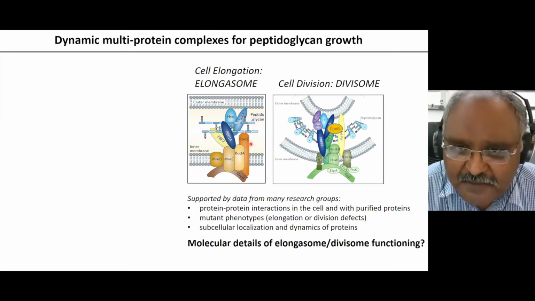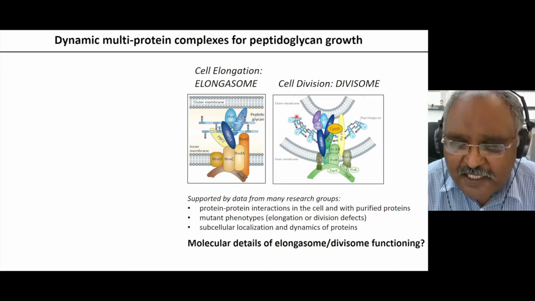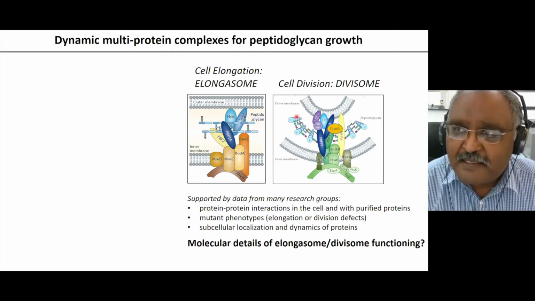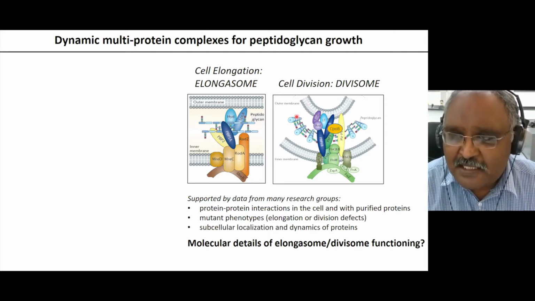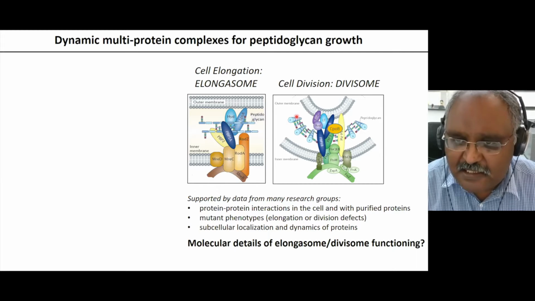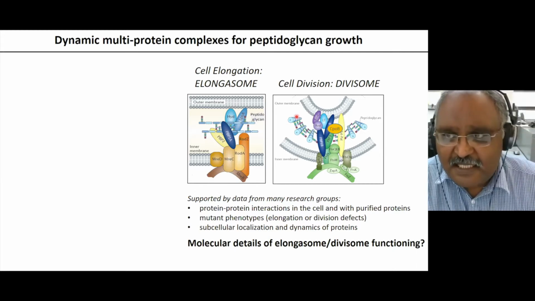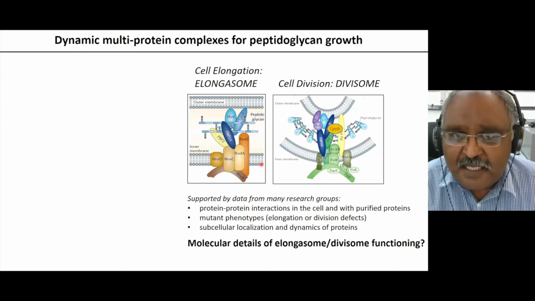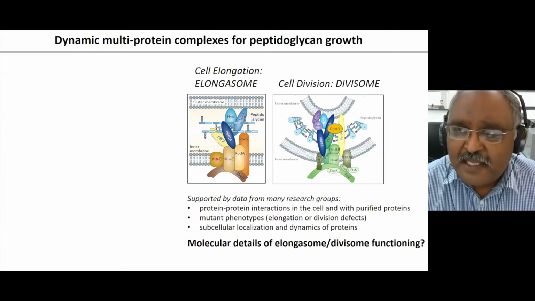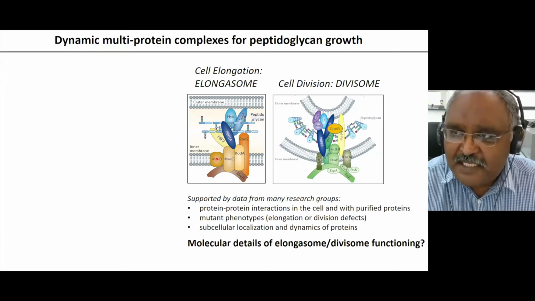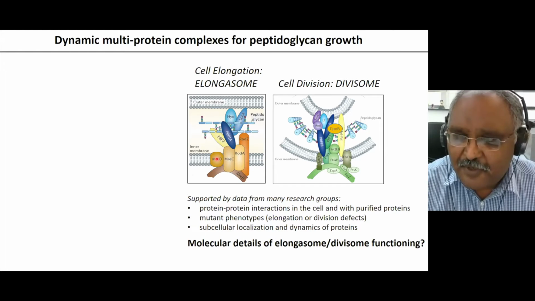If you perturb the elongosome, the divisome can take over, and the bacteria will grow as small filaments for a few generations and ultimately lyse. Similarly, if the divisome is perturbed, the elongosome can take over, and the bacteria will grow as spheres for a few generations and ultimately again lyse.